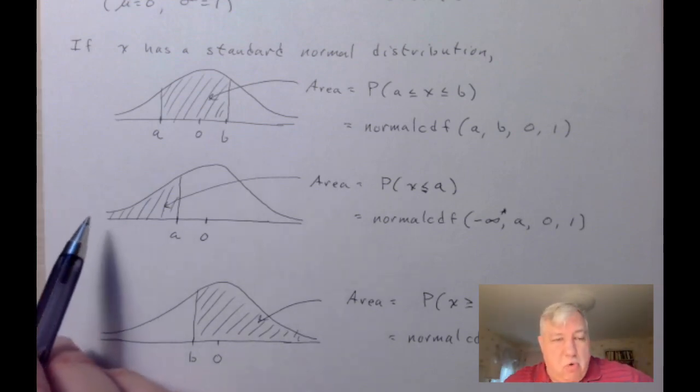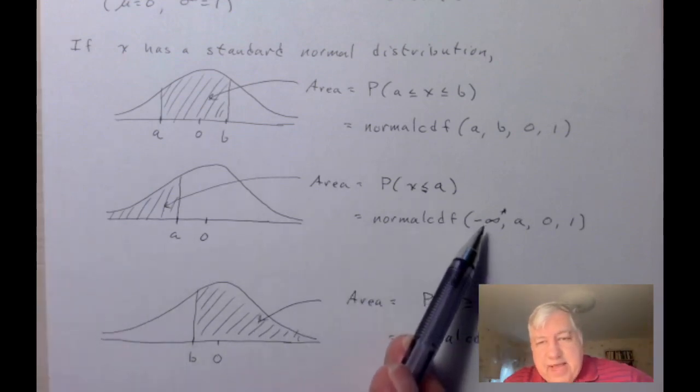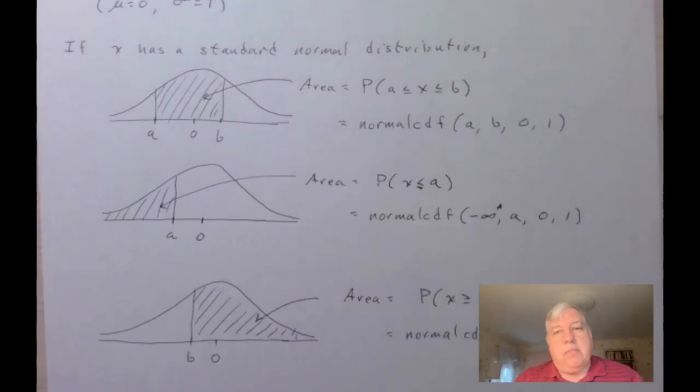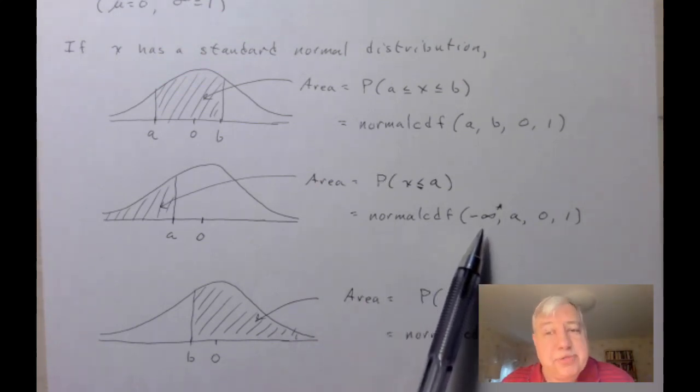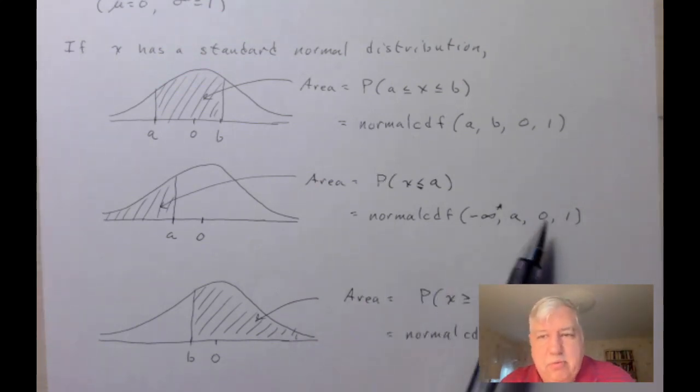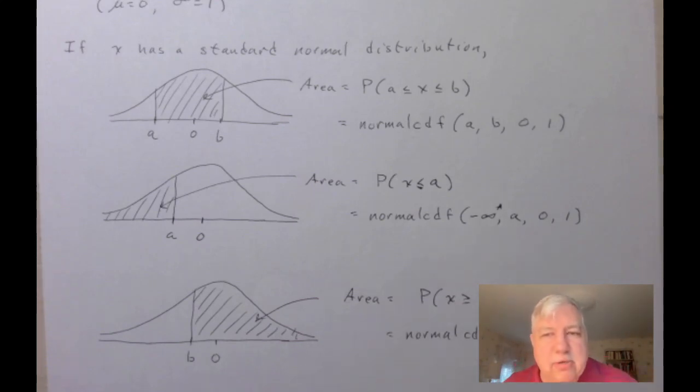And since there's no real left endpoint, we say negative infinity. Some calculators will allow you to enter infinity or negative infinity. If not, what you can do is replace it with a very large negative number, like negative 1,000. For a standard normal distribution, negative 1,000 or negative 10,000 should work.